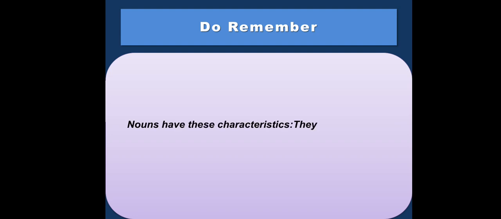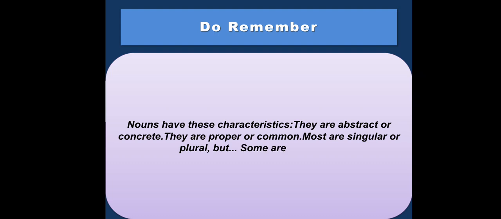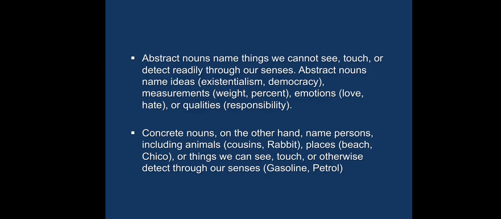Do remember, nouns have these characteristics. They are abstract or concrete, they are proper or common, most are singular or plural, but some are collective. So we will discuss these characteristics in detail in the later slides. First one is abstract versus concrete nouns.